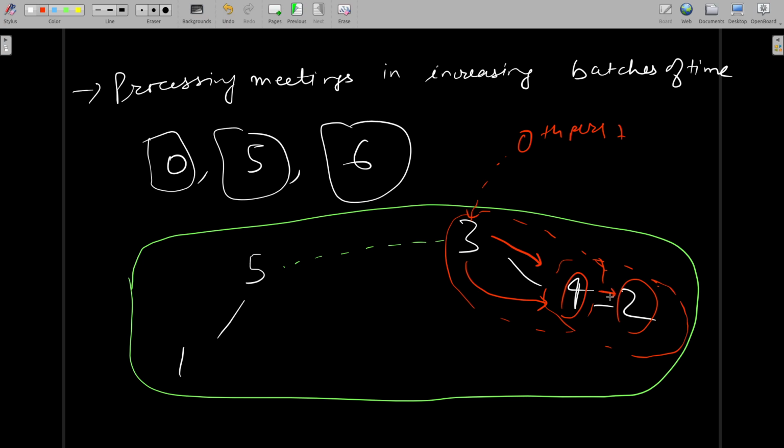Okay, now 4 will spread. So this is a different meeting, and this is a different meeting, and 4 is present in 2 meetings at the same time. So this whole thing is happening at time equal to 5.